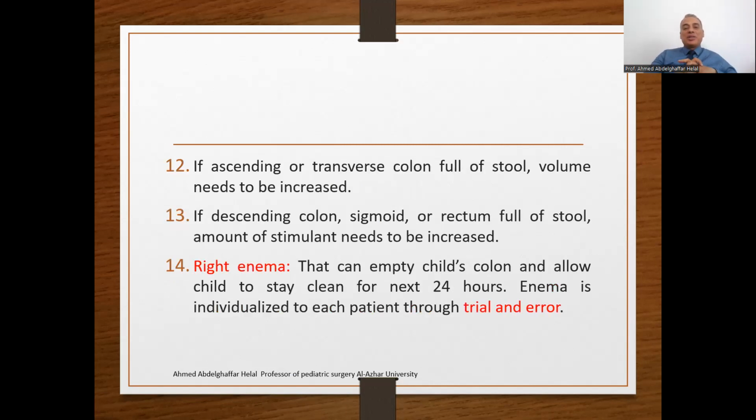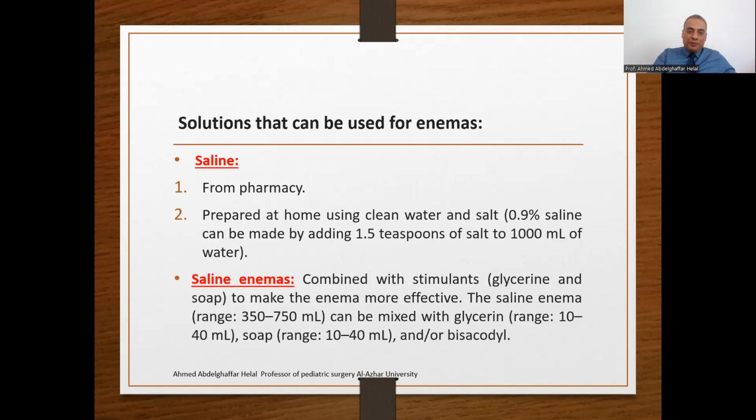If the ascending or the transverse colon is full of stool, this means that the volume of the enema needs to be increased. If the descending colon, sigmoid or rectum is full of stool, it means that the amount of the stimulant in the enema needs to be increased. The right enema is the enema that can empty the child's colon and allow the child to stay clean for the next 24 hours. The enema is individualized to each patient through trial and error over a 1 week period.